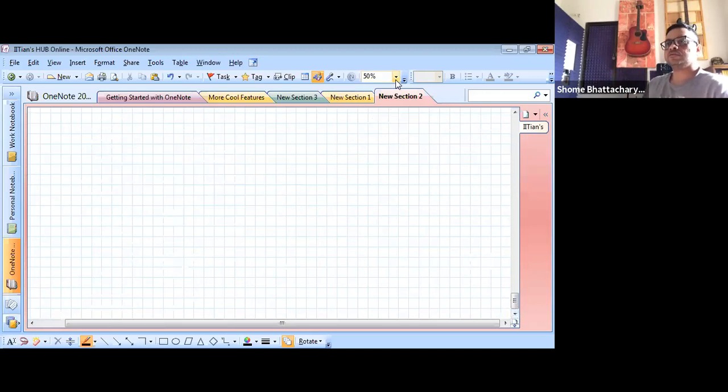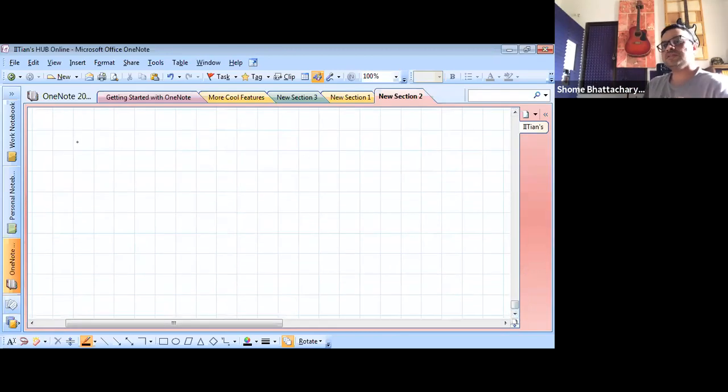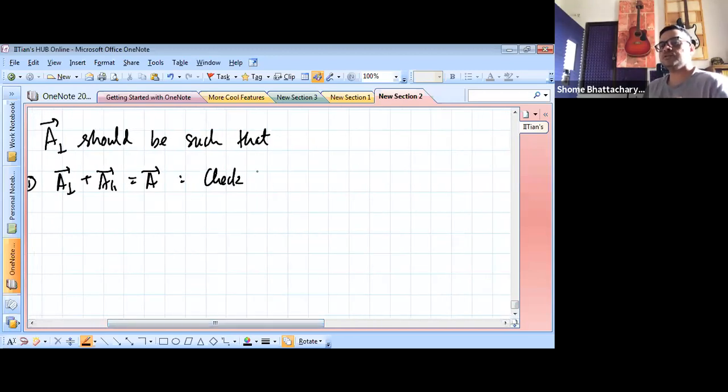Yes, Yashmit, you will find some of these type of questions in the module also. All right, now the next thing you have to understand here is that this perpendicular component should be such that, first of all, E perpendicular plus E parallel should be equal to E. Okay, so let's check this. That will tell us whether we got a correct answer or a wrong answer.